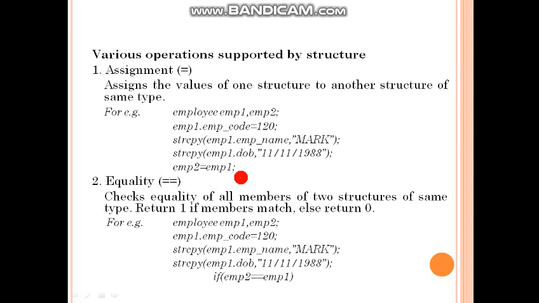Another one is equality. Equality is one of the operators supported by the structure. It is used to check the equality of all the members of two structures of the same type, returning 1 if the members match, else it returns 0. Employee emp1, emp2, emp1 dot emp underscore code 120. Strcpy emp1 dot emp underscore name mark. Strcpy emp1 dot date of birth 11/11/1988. If emp2 is equal to emp1.